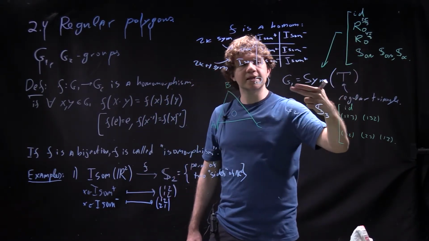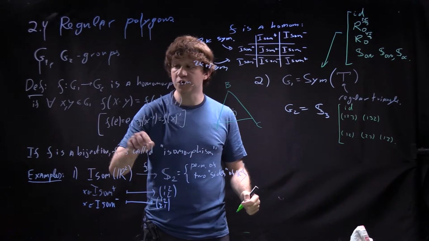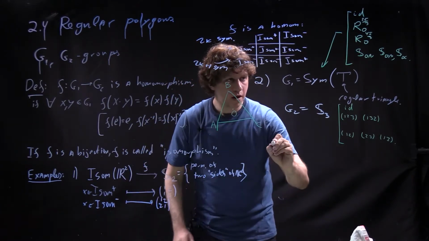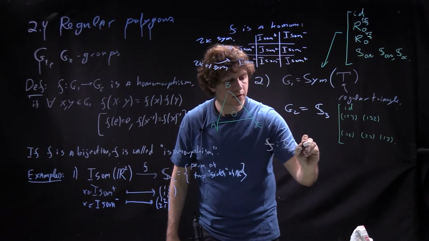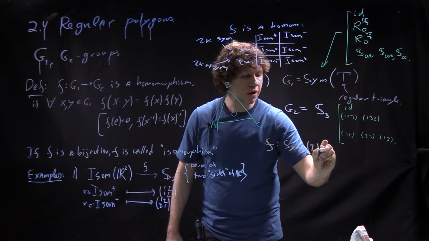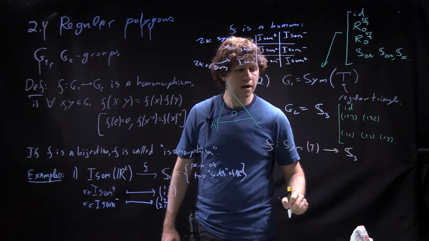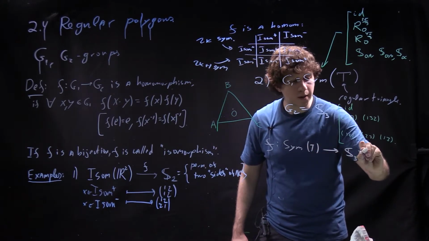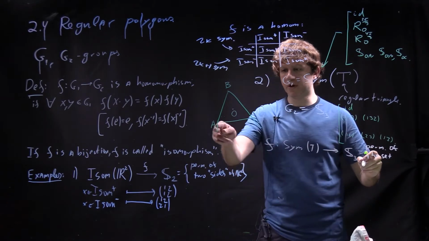The statement is that these two groups are isomorphic, meaning there exists a bijection, which is also a homomorphism. So let's consider F, a map from G1 to G2, from Sym(T) to S3. So S3 will be permutations of the set of 3 vertices A, B, C.